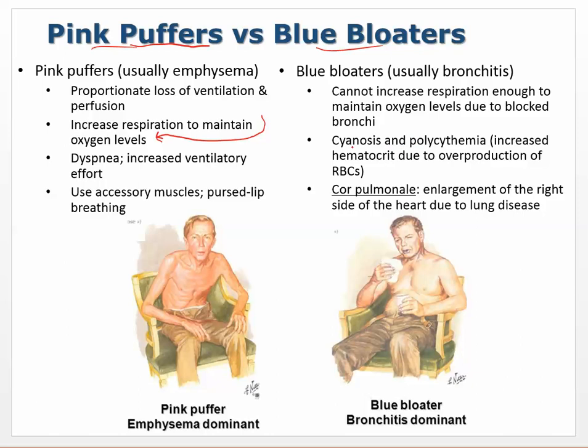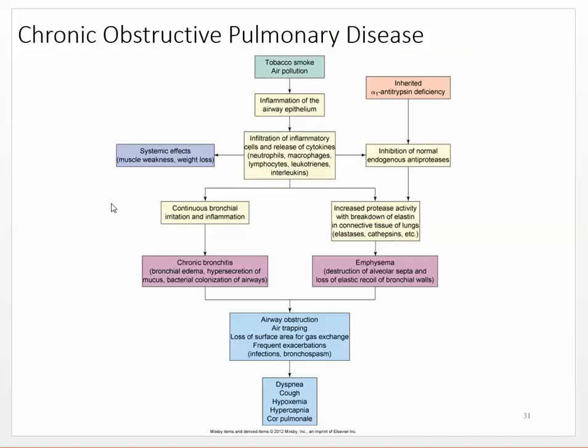So you can see cyanosis. That's why it's called blue. Polycythemia, increased hematocrit due to overproduction of red blood cells. Your body's trying to recover, but you're also going to have this expanded, trapped air in the alveoli. So that's the bloating, I suppose. Cor pulmonale is an enlargement of the right side of the heart due to lung disease. We saw that as maybe right ventricular hypertrophy, but it has a name when it's associated with lung disease, and that's cor pulmonale.